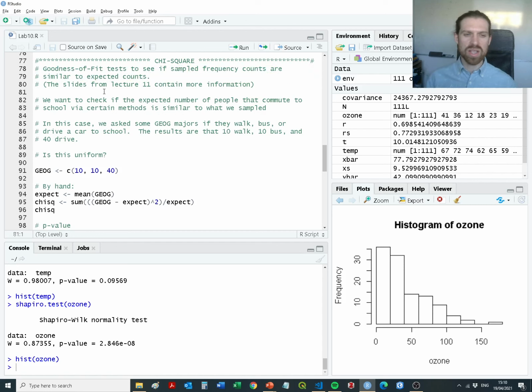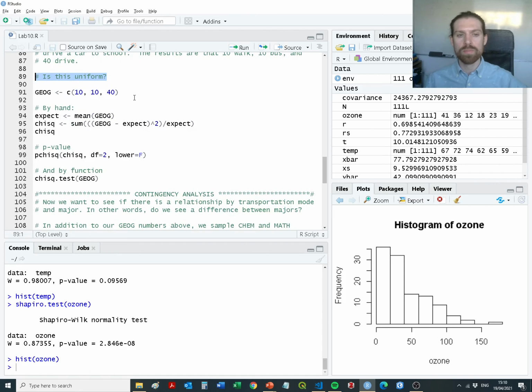So hopefully you know the test already, but we just have this very simple example. Imagine we want to check if the expected number of people that commute to the university by certain methods is similar to what we actually sampled. In this case, we asked geography majors if they walk, take a bus, or drive to school. The results are that 10 people walk to school, 10 people take a bus, and 40 people drive. Okay, so the question is, is this uniform?